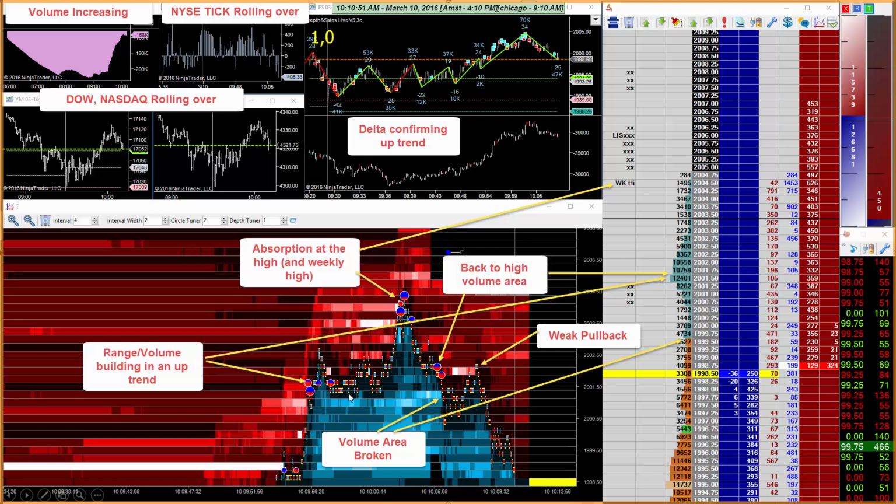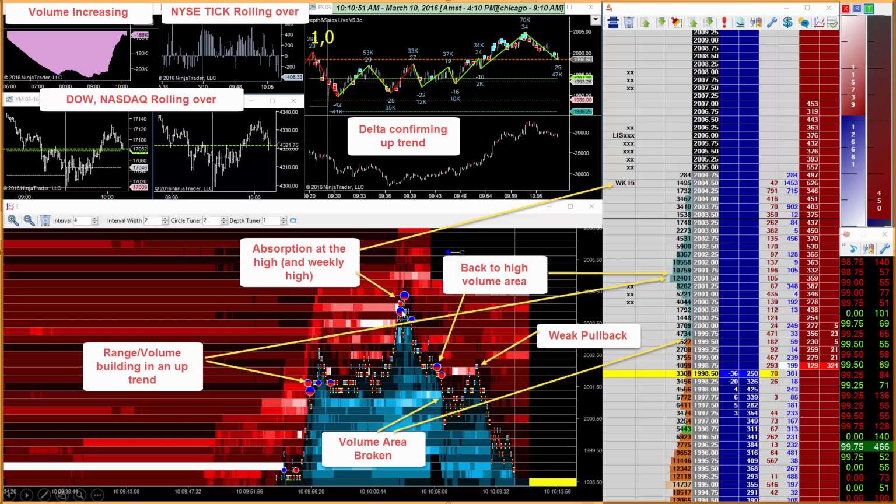Now we see some large size traded here, but we never moved against that size. So in effect, we've traded around volume, not back through it. And from a value trader's perspective, value traders say, well, we're finding value here temporarily.